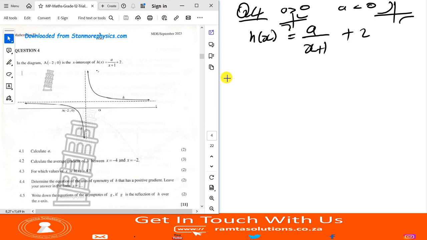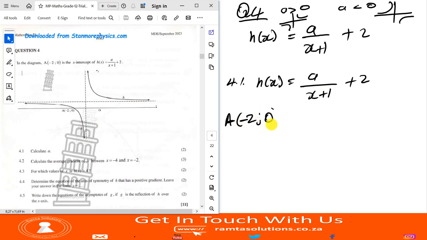So 4.1, they say we must calculate the value of a. What we know is that h of x is equal to a over x plus 1 plus 2. And by the way, this means our function has moved 1 unit to the left and 2 units up. To find the value of a, we are given a point capital A with coordinates minus 2 and 0. So we will substitute. Where there's x, we'll put minus 2. Where there's y, we will put 0.